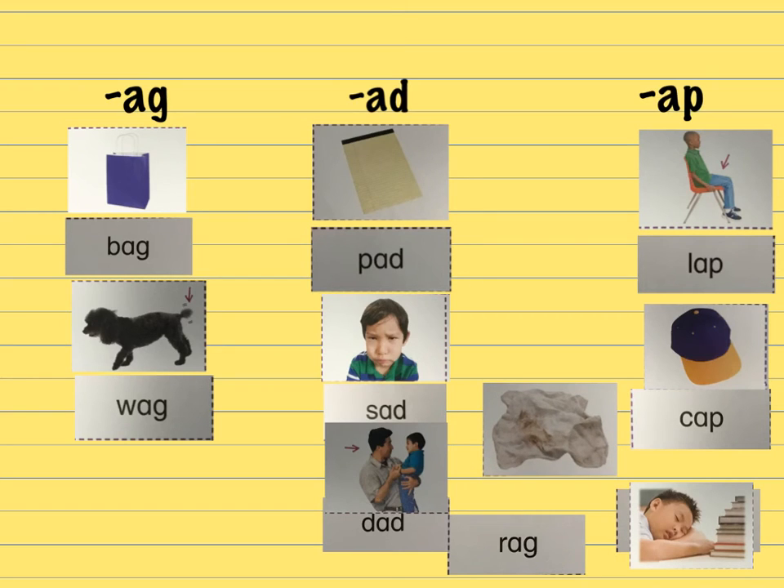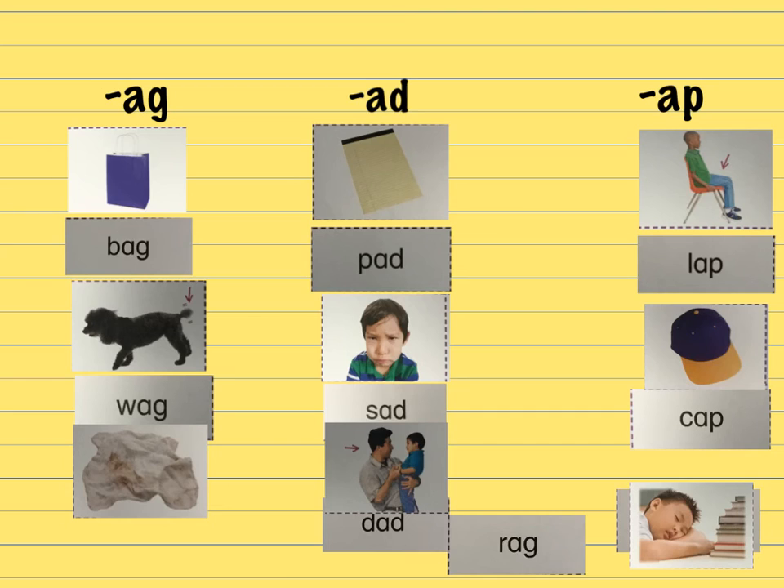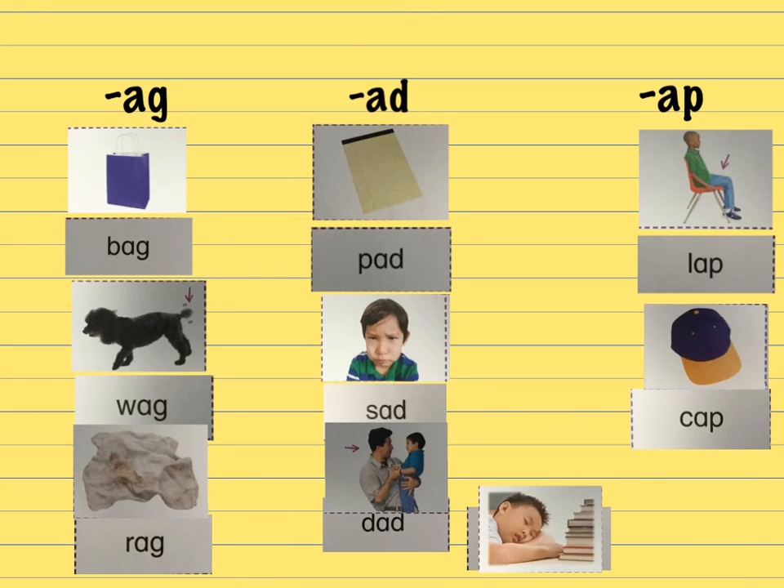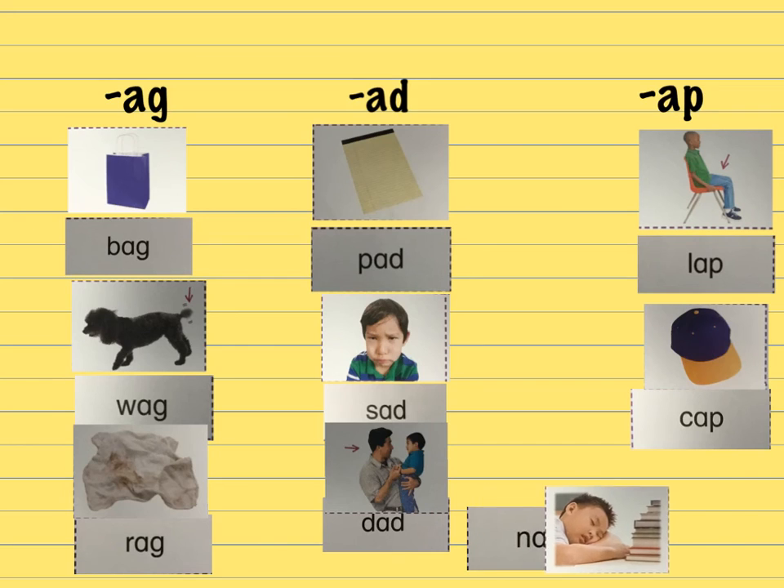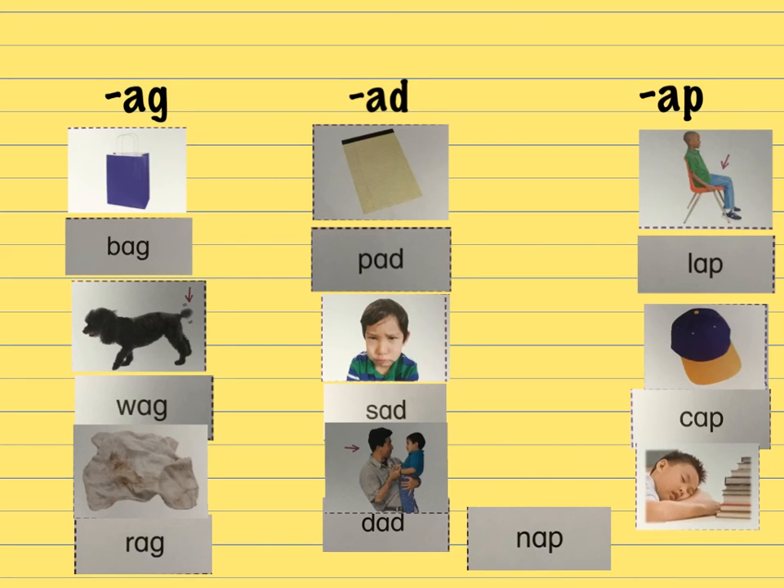Rag has the ag sound, so it goes in the AG ag family. Last, I have the picture of nap. Nap, I hear the ap sound, so it belongs in the ap family.